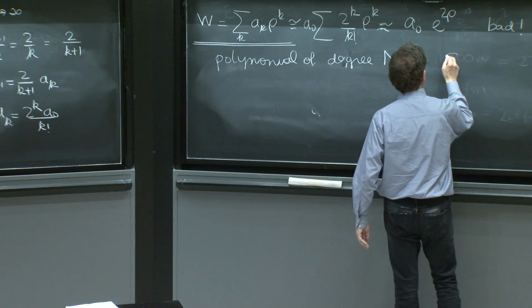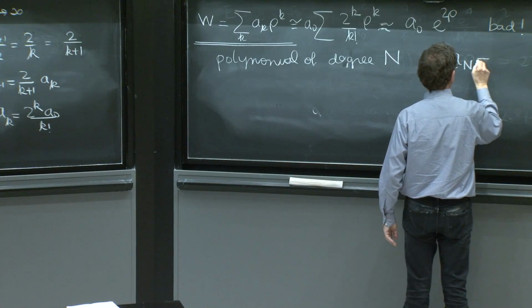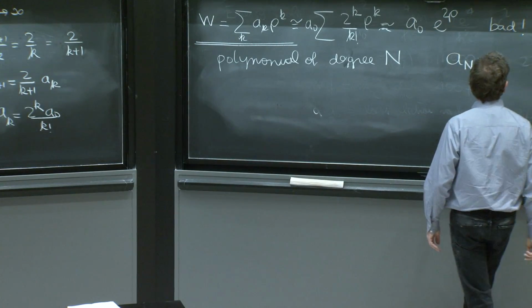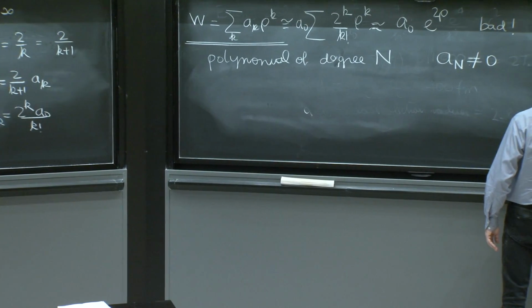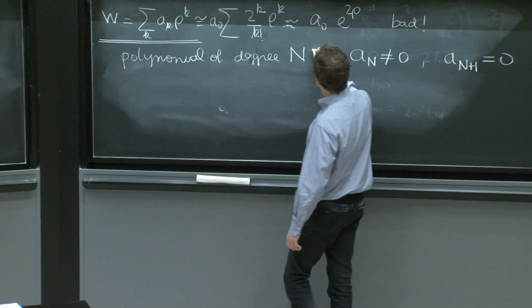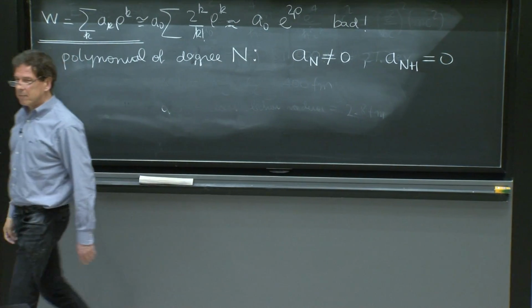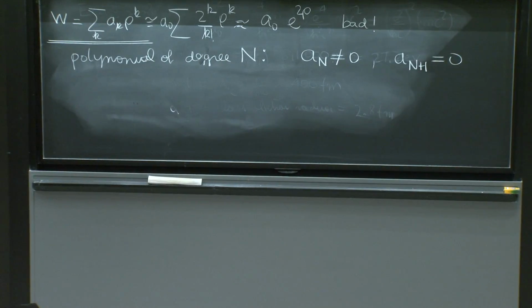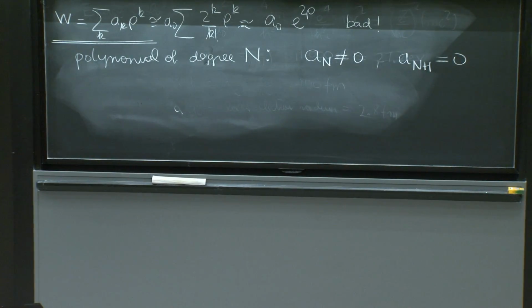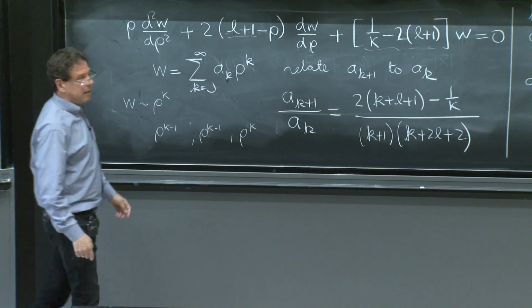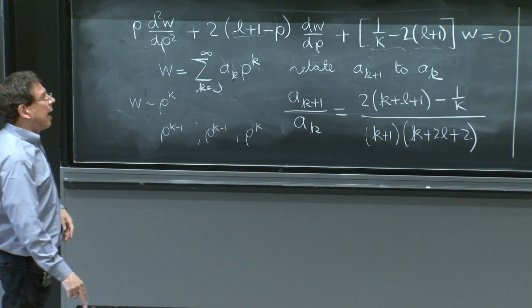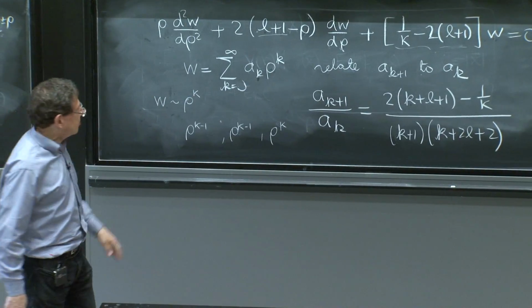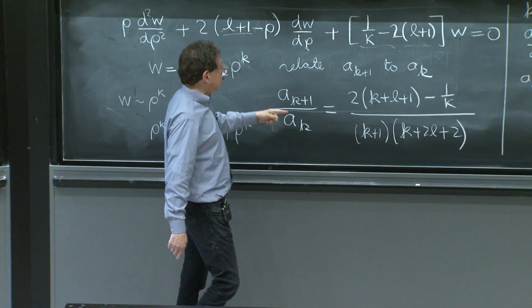That means that a sub capital N is different from 0, and a capital N plus 1 is equal to 0. That's what should happen. If you have constants up to a capital N, you'll have rho to the capital N, and you'll have a polynomial of degree N. But it must happen that the next one is 0. I don't have to state that all of the rest are 0, because it's a one-step recursion relation.